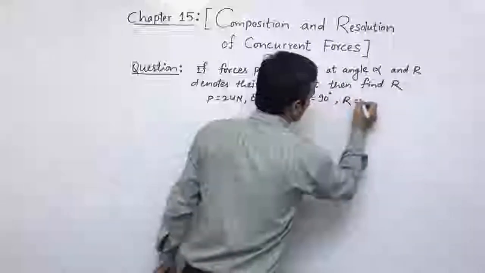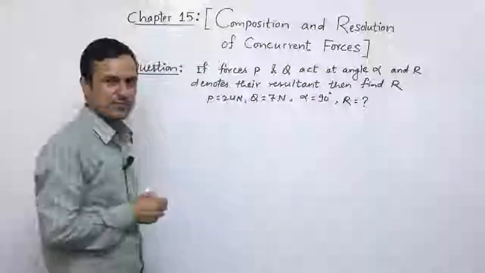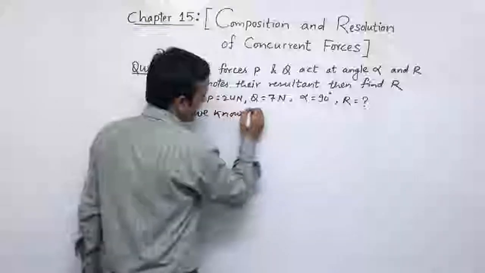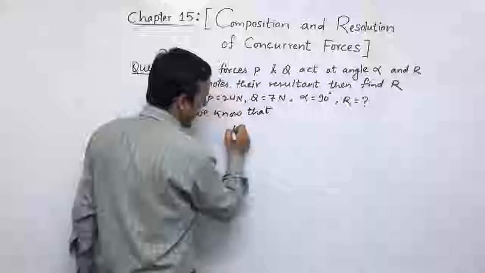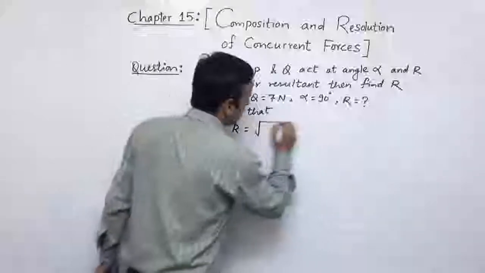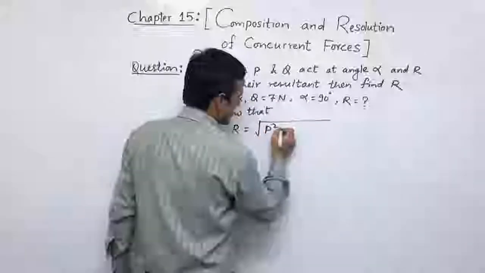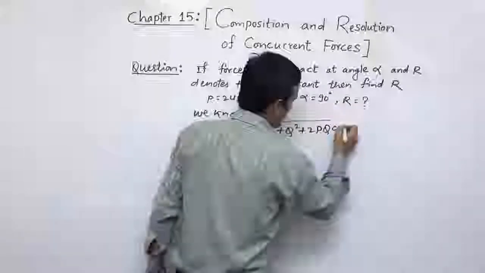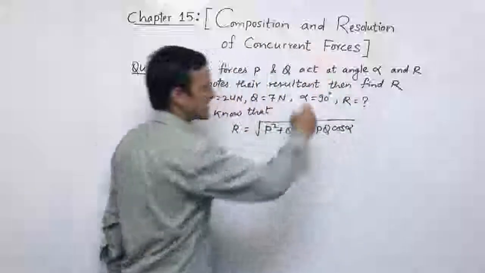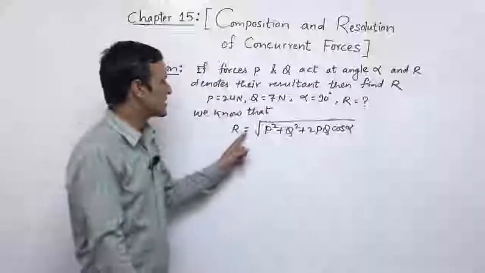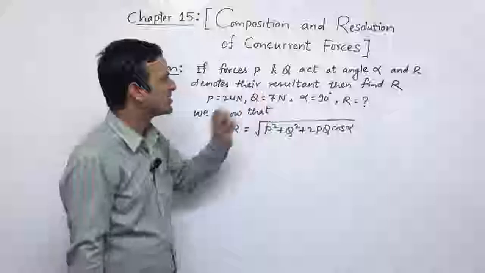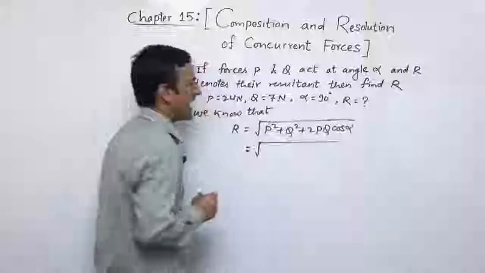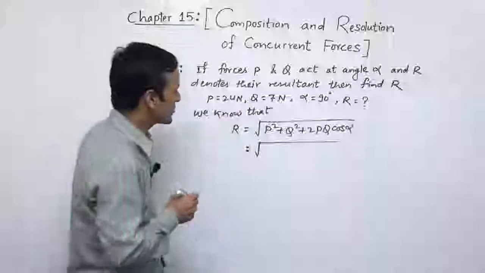So we are going to find the value of R by using the formula. We know that R is equal to root under P square plus Q square plus 2PQ cos alpha. This is the formula to find the resultant of two forces P and Q. So let's substitute the values of P, Q and alpha according to the question.